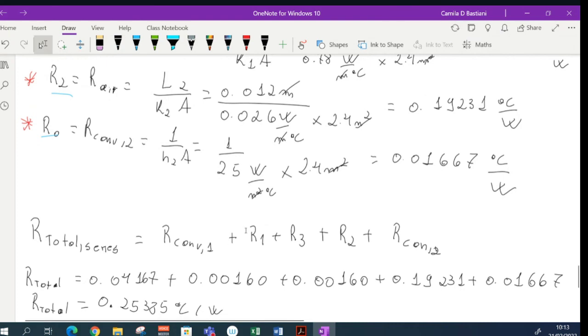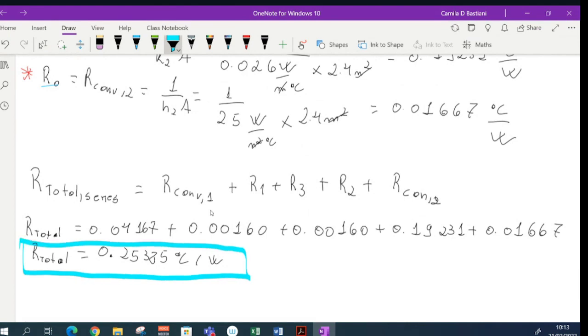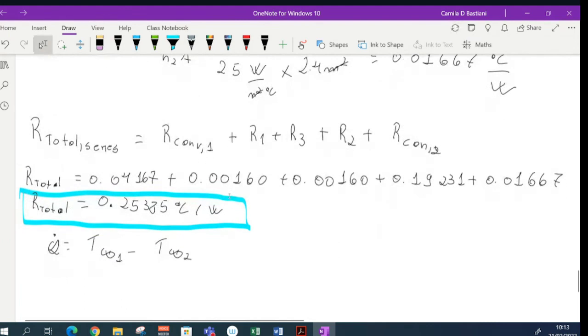So this is my total resistance between the inside of my house and the outside of my house caused by this window, inside and outside of the window. What is our goal here for now is to find my steady state rate of heat transfer through my glass window. So my steady state heat transfer is going to be temperature of the inside minus temperature of the outer side divided by my total resistance.